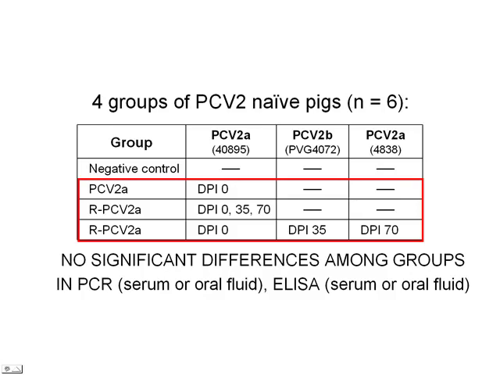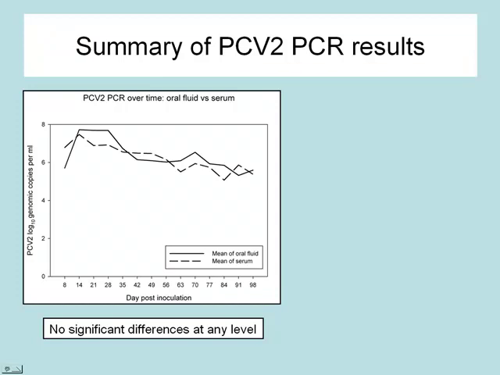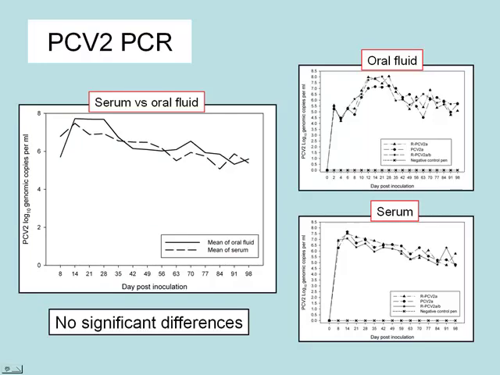So first, we'll look at the PCR results, and these are the group means. Oral fluid is the solid line for PCR, and serum is the dotted line. There weren't even statistical differences between those two sample types. So basically, they're right on top of each other. So here are the groups themselves, just to see what this looks like. Here are the oral fluid samples. Basically the groups all track together regardless of which of those viruses they got, and that was the same in serum as well.